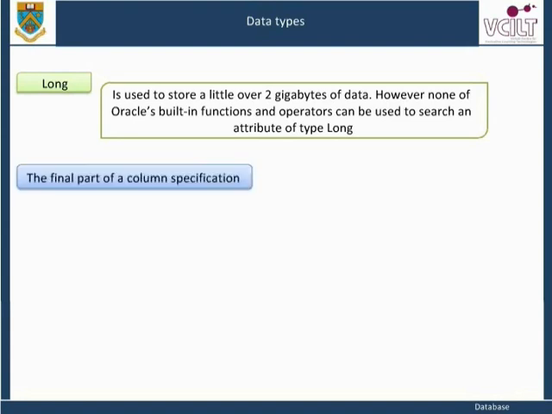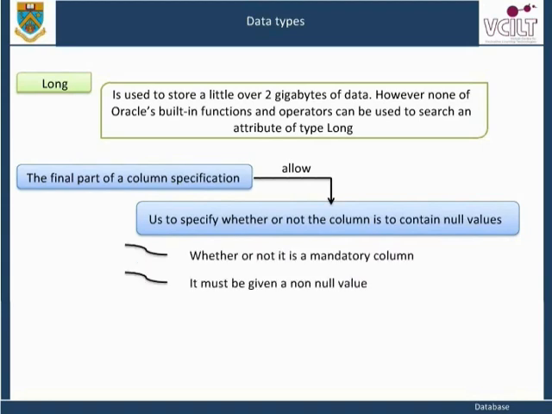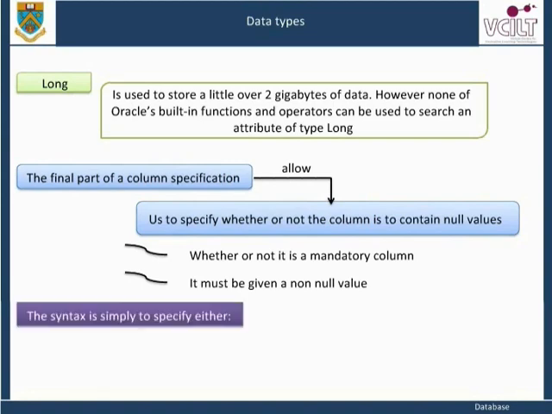The final part of a column specification allows us to specify whether or not the column is to contain null values, that is, whether or not it is a mandatory column, that is, it must be given a non-null value. The syntax is simply to specify either not null or null after the data type and possible length specification.